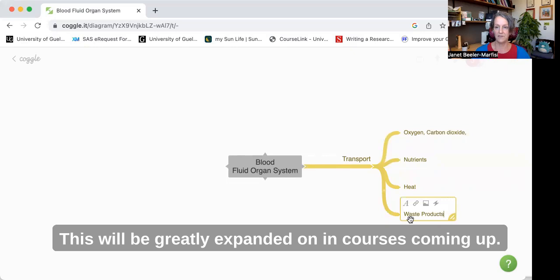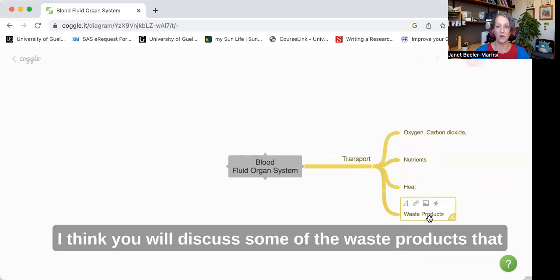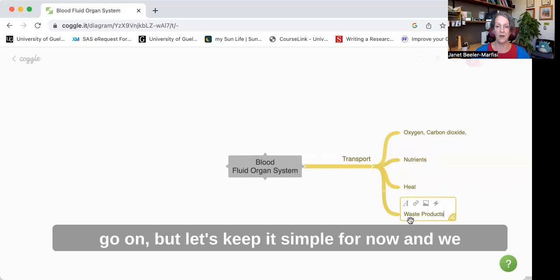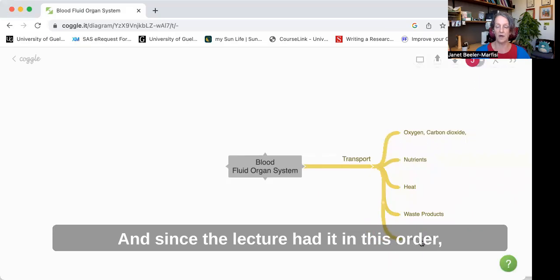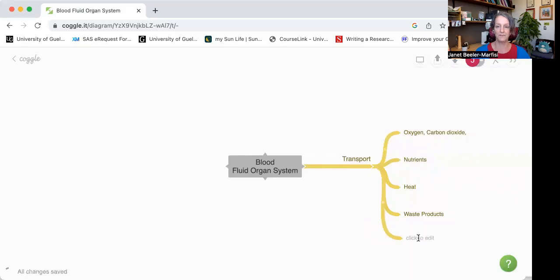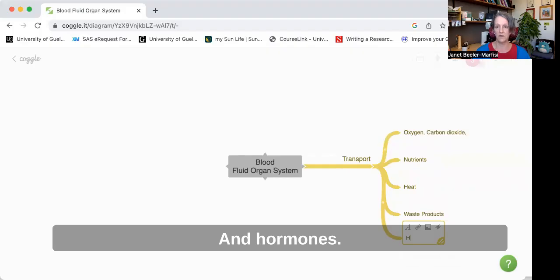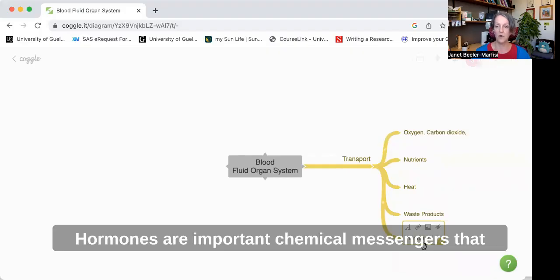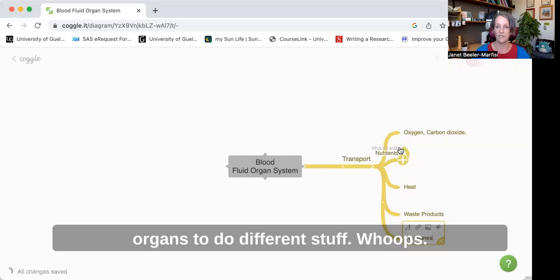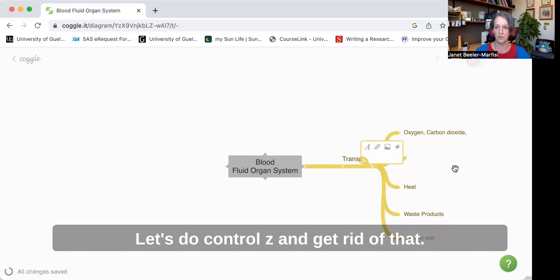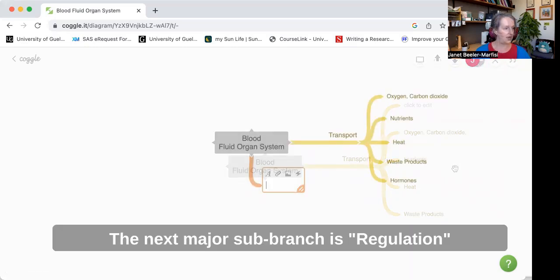This will be greatly expanded on in courses coming up. I think you will discuss some of the waste products that go on, but let's keep it simple for now. And we will keep to the basic skeleton of the lecture. And since the lecture had it in this order, I'm going to put it back in this order. And hormones. So hormones are important chemical messengers that are sent around the body to tell organs to do different stuff. Whoops, let's do Control Z and get rid of that.